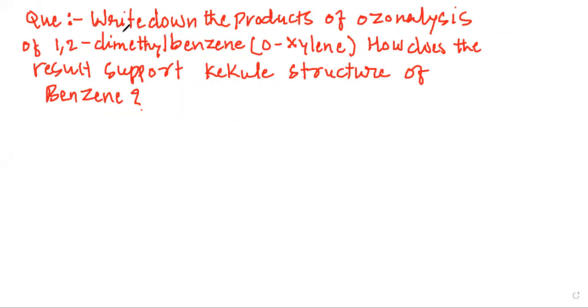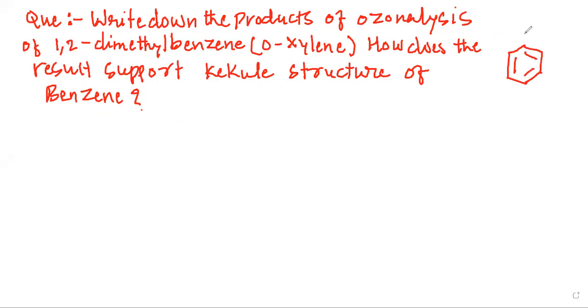Let me read the question for you. Write down the products of ozonolysis of 1,2-dimethyl benzene. That is what is known as ortho-xylene. Now, first of all, my dear students, we need to study the structure of ortho-xylene. What is ortho-xylene? Please understand here, my dear students, this is your benzene.